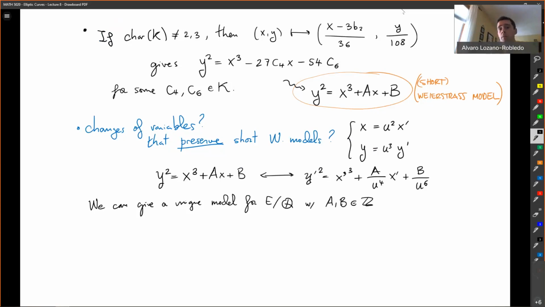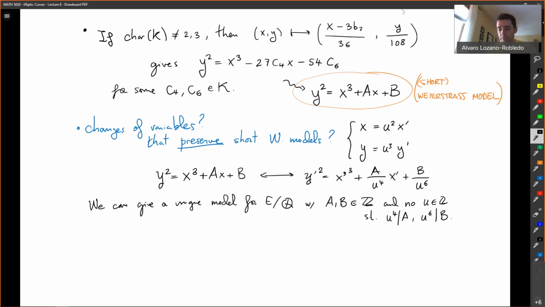And there is no common 4th power and 6th power that divides both. Okay, and no integer u such that u to the 4 divides a and u to the 6 divides b. Okay, so I can always bring it to that sort of, I don't want to say minimal model because that has another meaning that we will talk about, but that sort of minimality of the coefficients I can reduce until I get there.